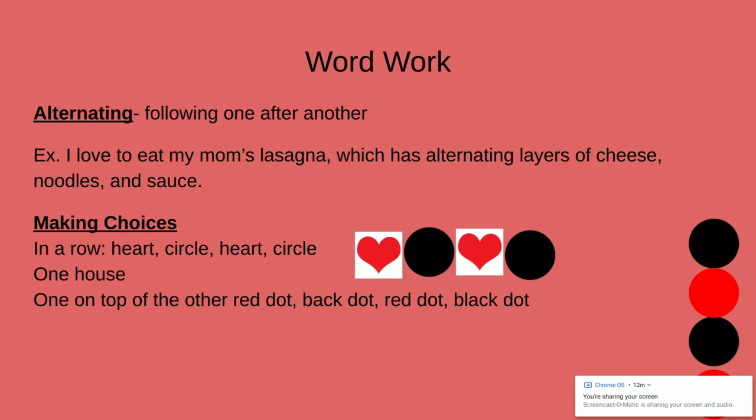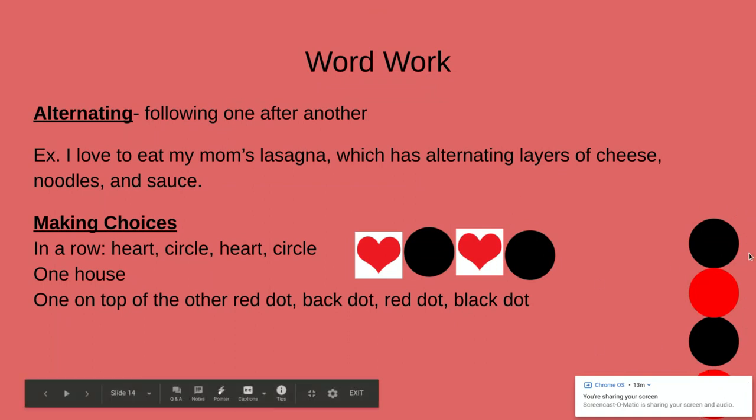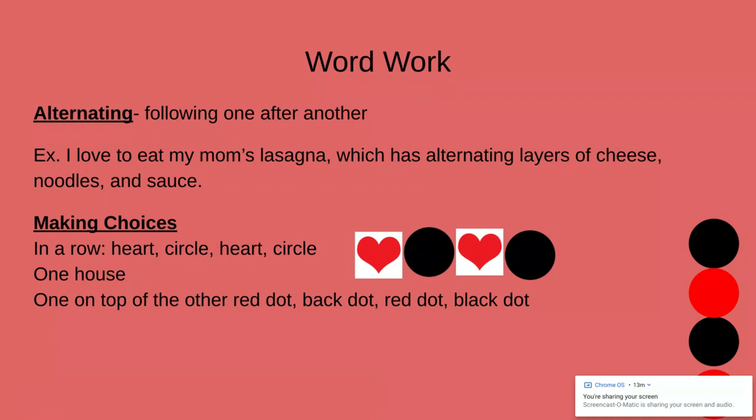One house. That is not alternating because there's only one of it. And our last one, okay, one on top of the other, and I have them over here on this corner of our screen so that you can see them. Red dot, black dot, red dot, black dot. Those are alternating because it forms a pattern.